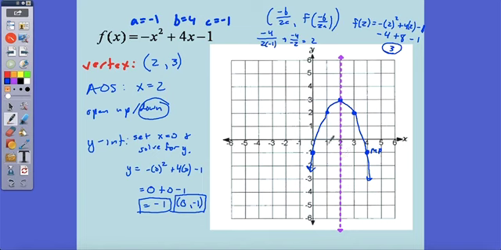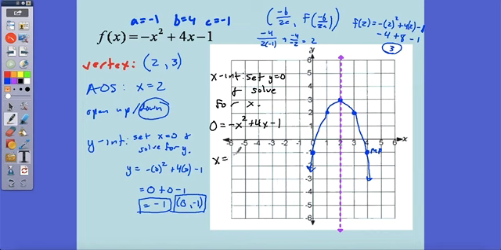And there we go. Let's talk about x-intercepts real quick too, while we're on the topic of intercepts. To find the x-intercept, it's similar to the y, but instead of setting x equals 0 and solving for y, you set y equal to 0 and solve for x. So that would be 0 equals -x squared plus 4x minus 1. And notice, because that doesn't factor, you're going to have to use the quadratic formula to solve that.